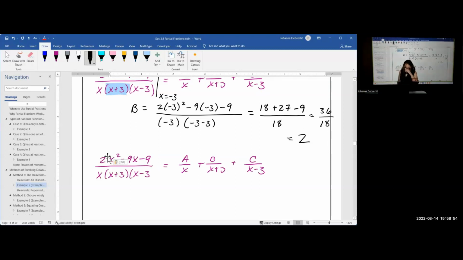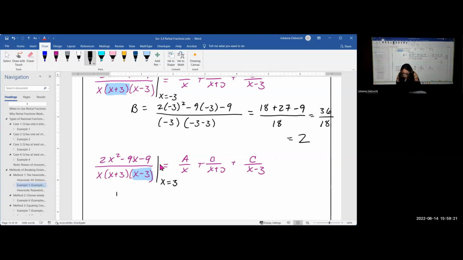And now let's take a look at doing it the third time to find C. So we want to do it one more time in order to find C. This is using the Heaviside method. So the one we haven't found yet is the one that is over the linear factor x minus 3. So we're looking for C now. And what we want to plug in is the solution that goes with that factor of x minus 3, and that would be x equals 3.